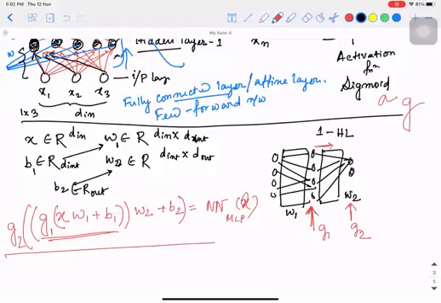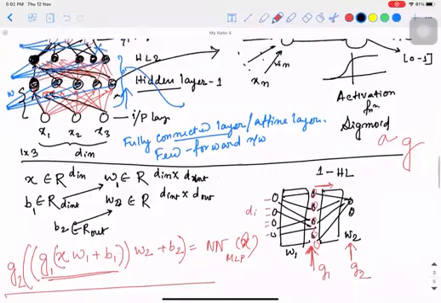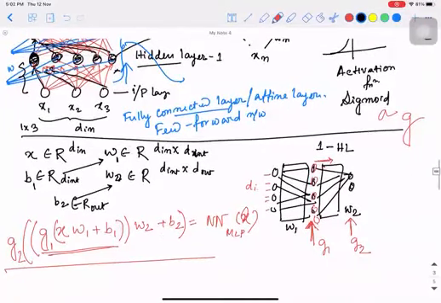Sir, can you please tell what is D int? D int is the dimension of the hidden layer. How many neurons are there in the hidden layer? You have D in number of inputs, you have D int number of hidden neurons in the hidden layer, and you have D out number of outputs.